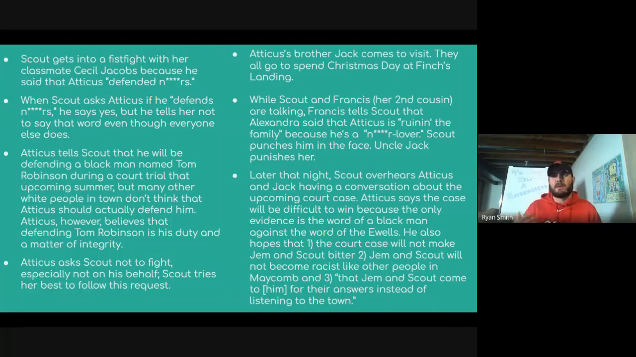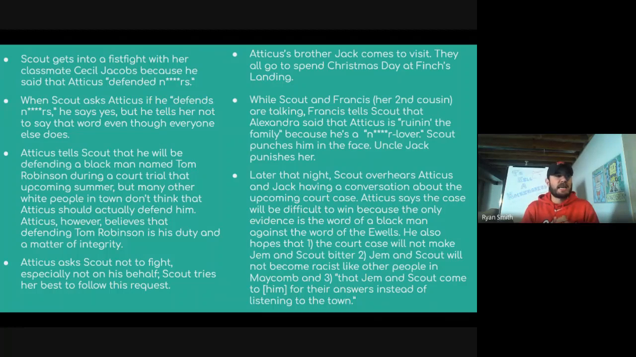But what he's really sort of worried about is the effect that this case might have on his kids, right? So he makes a point that he hopes that the court case will not make either one of them bitter, kind of like at what other people might say to them or might say about their father, or just the results of the case, stuff like that. He hopes that they don't become, he calls it the usual diseases of Maycomb, right? Which basically means he hopes that Jem and Scout don't grow up to become kind of inherently racist, like a lot of the people in town are. He hopes that they can sort of avoid that.